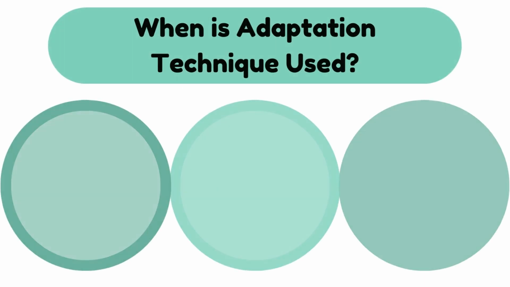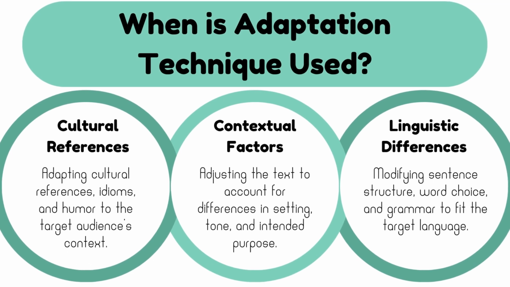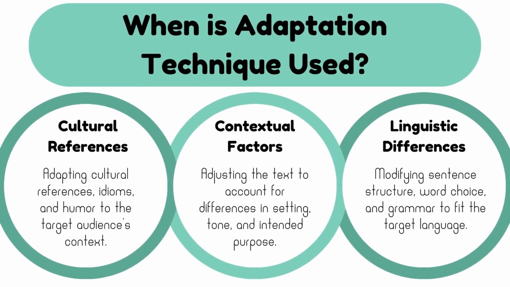When is adaptation technique used? Cultural references. Adapting cultural references, idioms, and humor to the target audience's context. Contextual factors. Adjusting the text to account for differences in setting, tone, and intended purpose. Linguistic differences. Modifying sentence structure, word choice, and grammar to fit the target language.